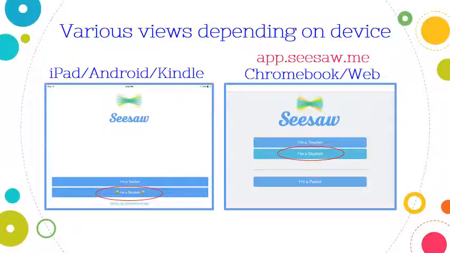There are various different views depending on your device. If you take a look at the login on the left, that's what it's going to look like if it's an iPad, an Android, or a Kindle and they have the app. If you're using a Chromebook or the web and they're going to app.seesaw.me, they're going to look at the one on the right, and you can see what that login screen looks like. They're a little bit different, but it's important that we make that distinction. Obviously, they're going to select I'm a student to log in. You're going to select I'm a teacher, and that's how we get started with the login.